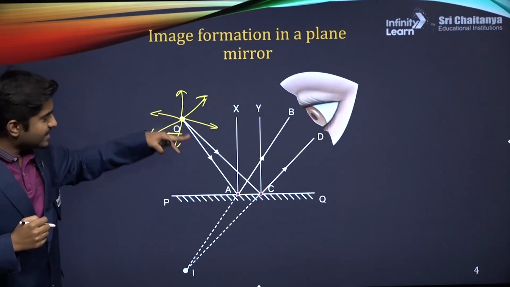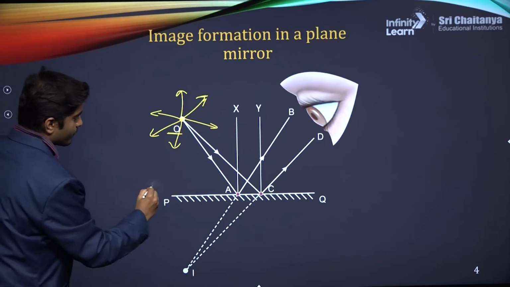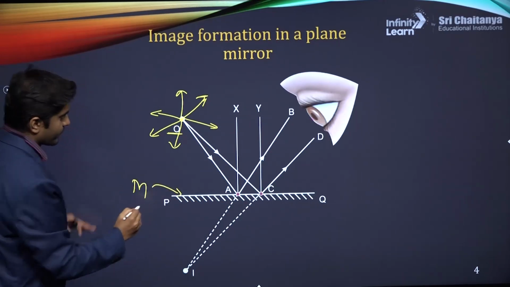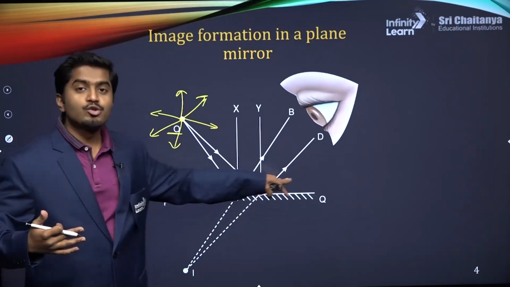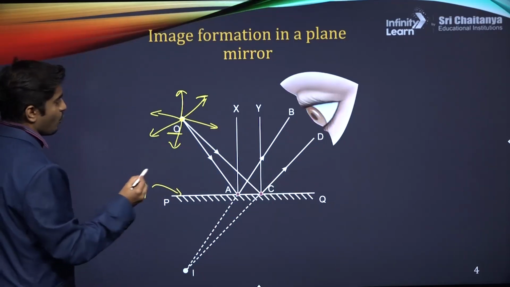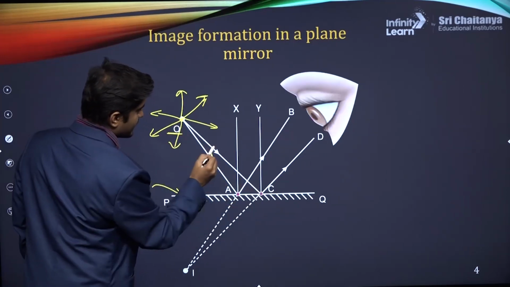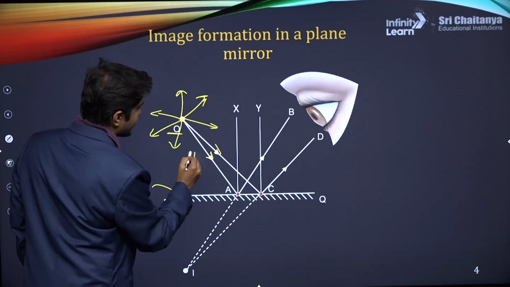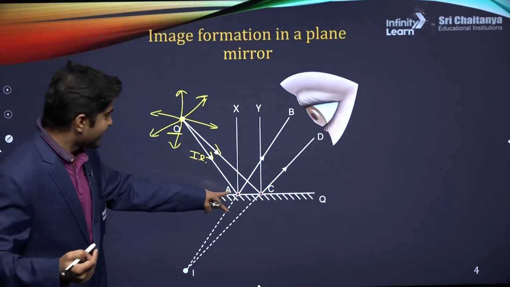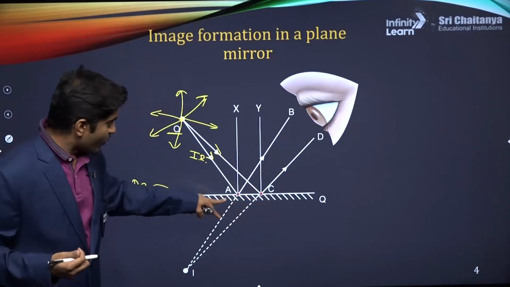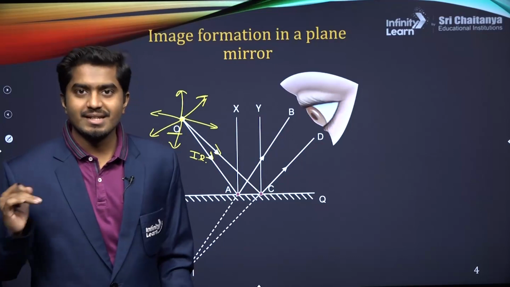Now, some of this light might be falling onto the mirror. So this one, PQ, is our mirror. Some rays of light fall onto the mirror. For example, let's consider two of them, OA and OC. So these are the incident rays. They fall at these two points A and C. So what are these called? A and C are called the points of incidence.